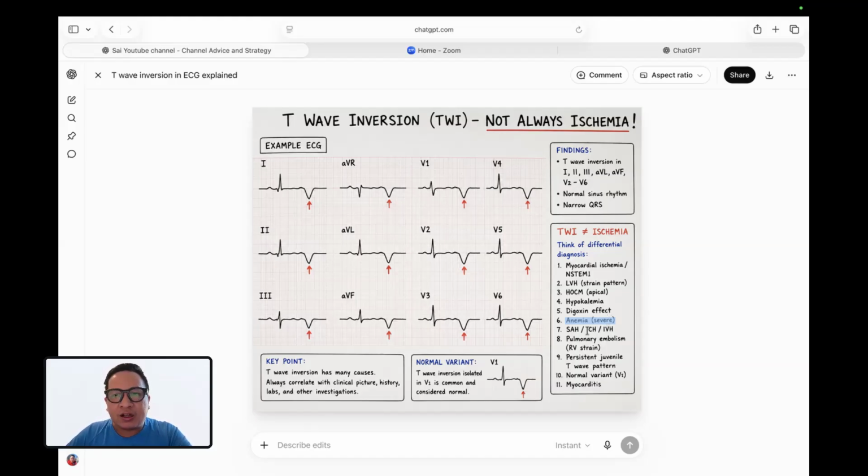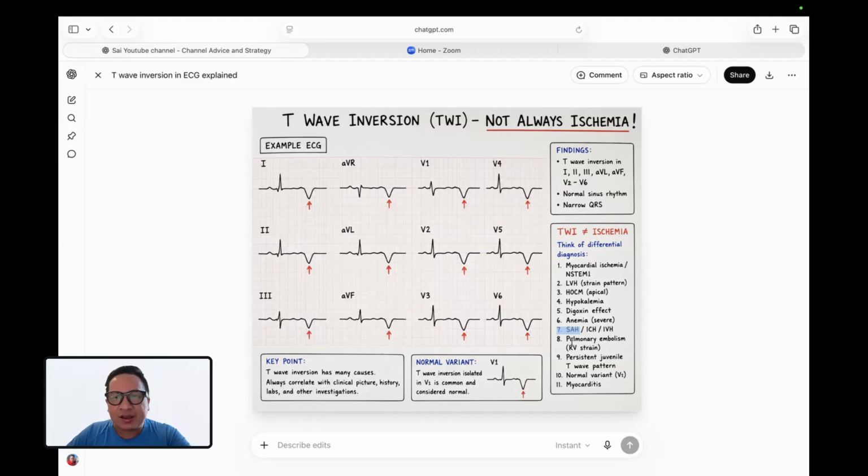And the next thing I want to discuss is that I don't know specifically the exact mechanism of the correlation between T inversions and the neurological problem, but T inversions on the EKG can also be associated with a condition called subarachnoid hemorrhage. So we need to think about it.